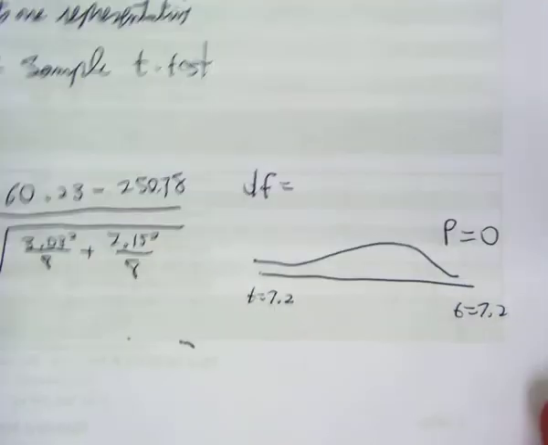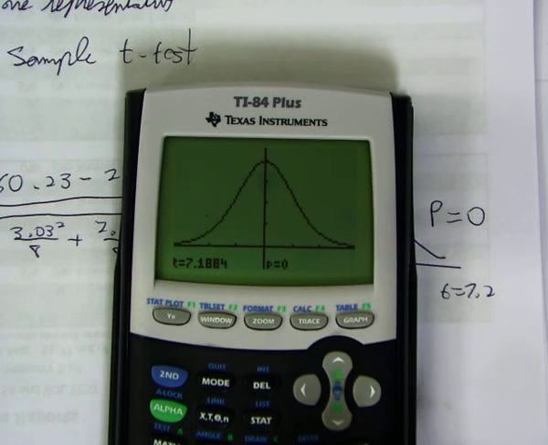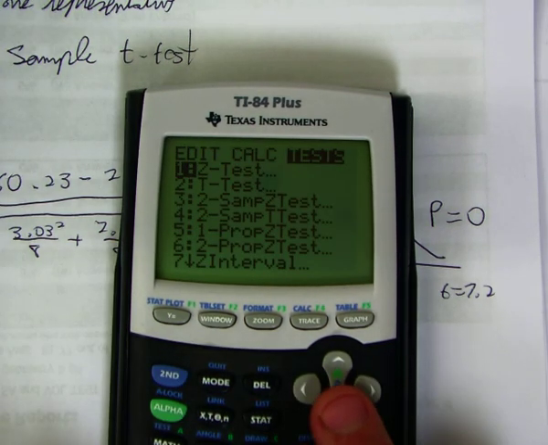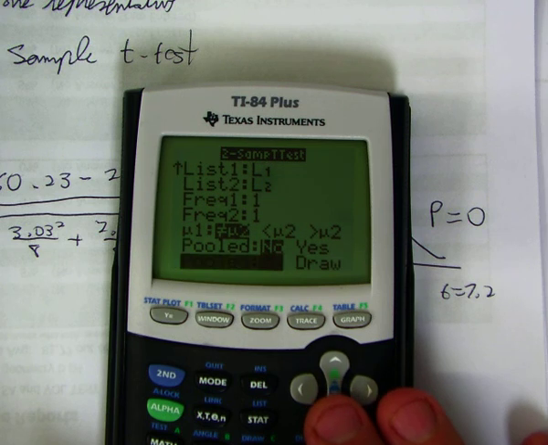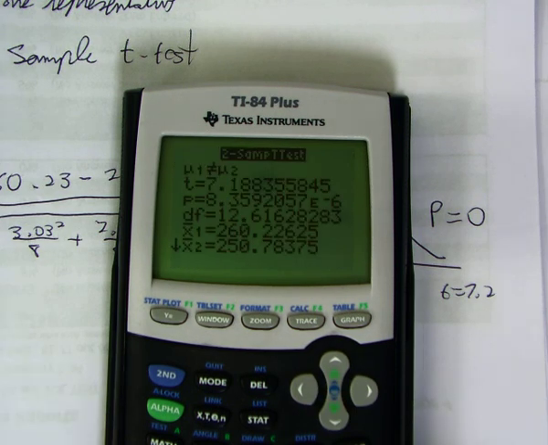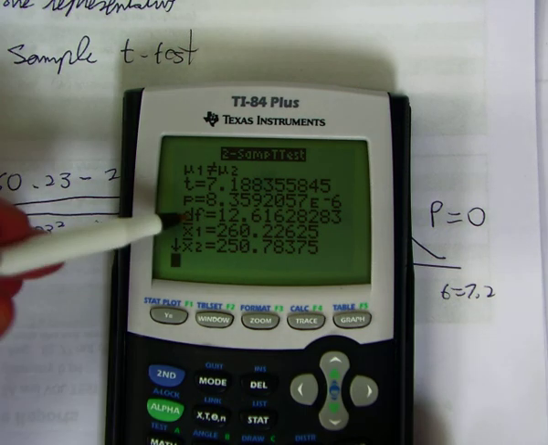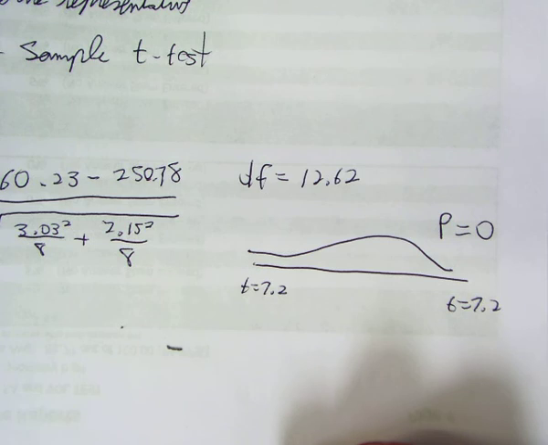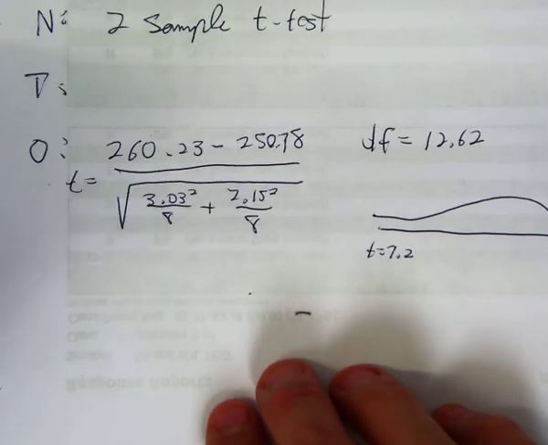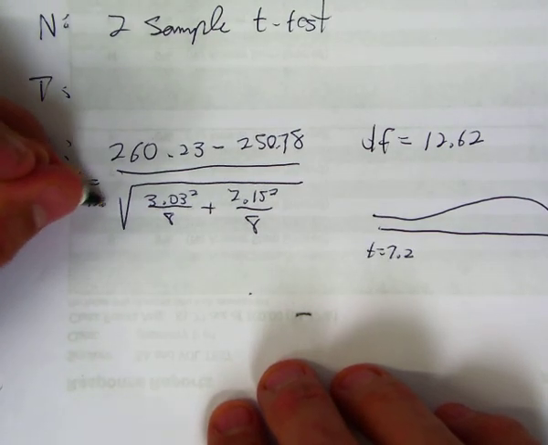Now let's figure out what our degrees of freedom is. So we're going to go back to the calculator, stat test, 2-SampTTest, and we're just going to go to calculate and let the calculator give us the degrees of freedom, which is 12.62. Okay, that's right there, 12.62. So we got that down. So I'm just going to put this right here.